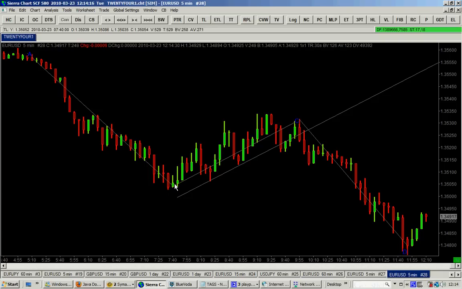So what you are looking for after the BC portion here is for this trend line to be broken. Once the trend line is broken, it is a continuation pattern.